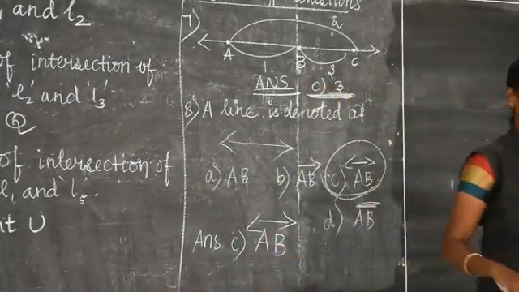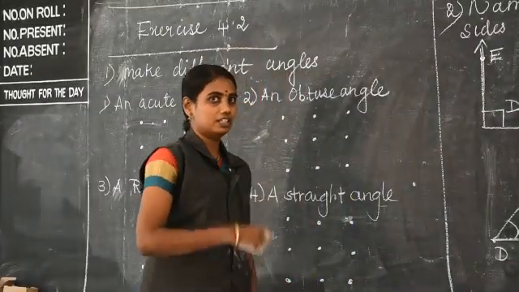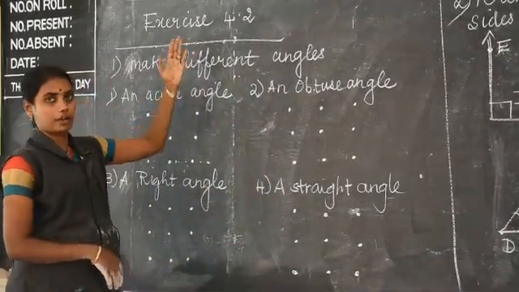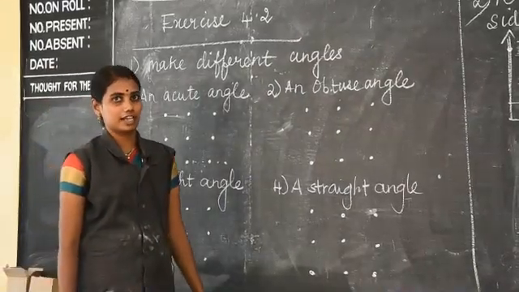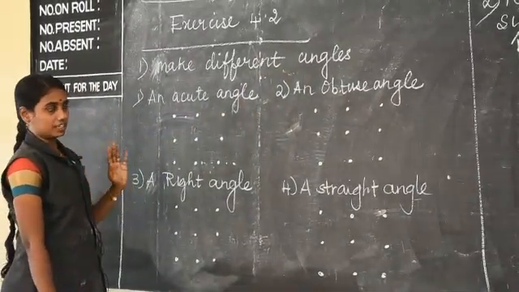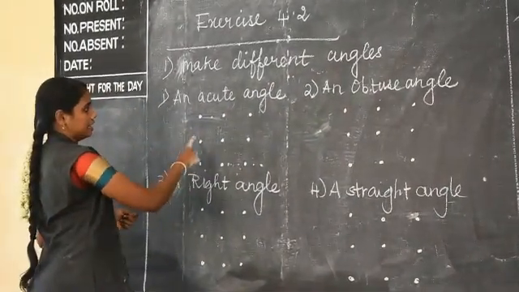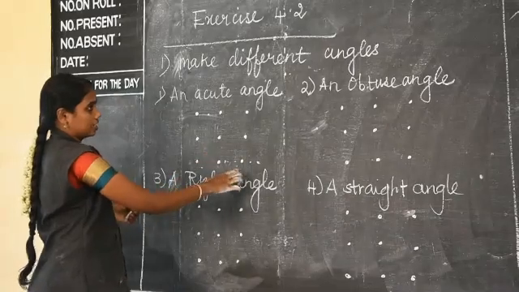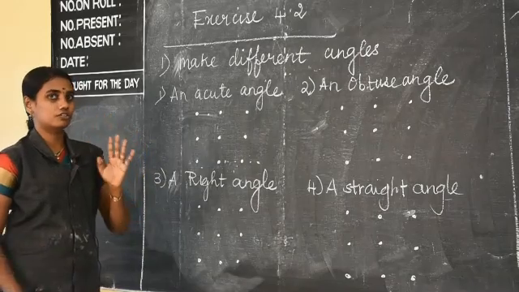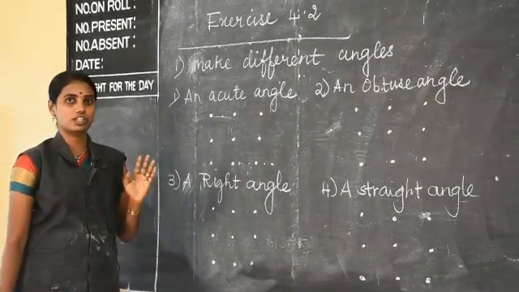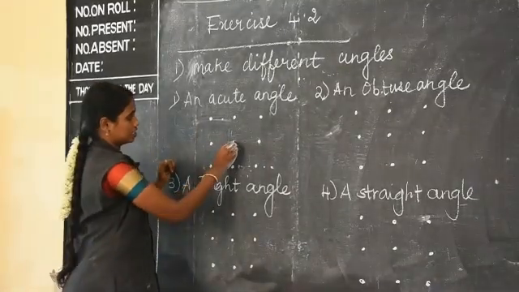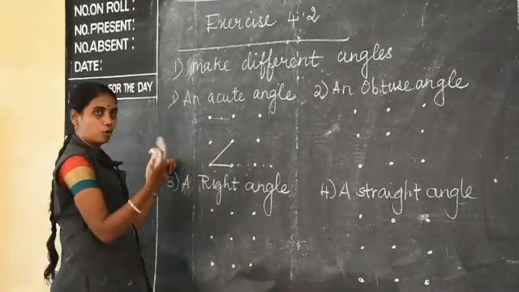Clear everyone? Now listen to me. Exercise 4.1 is over. Now we are going to see exercise 4.2, about angles. Now make different angles. Question number 1 is make different angles. See that, we have the dots. Acute angle, obtuse angle, right angle, straight angle. An acute angle is more than 0 degrees and less than 90 degrees. So you can draw like this. You can make more acute angles.